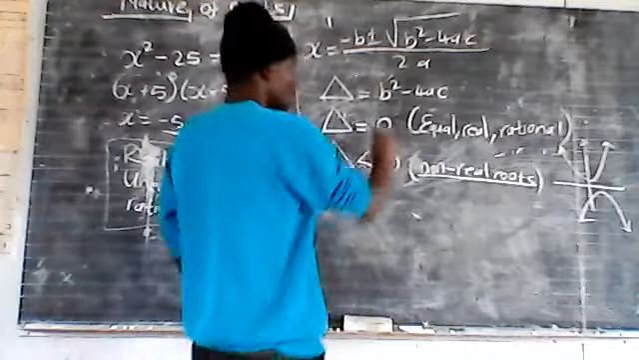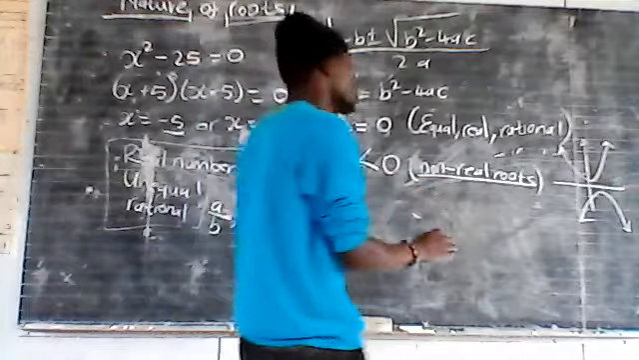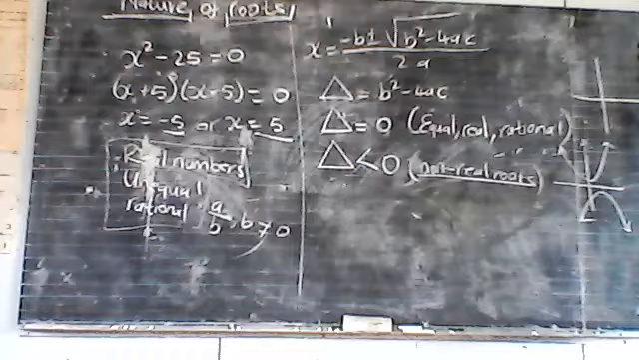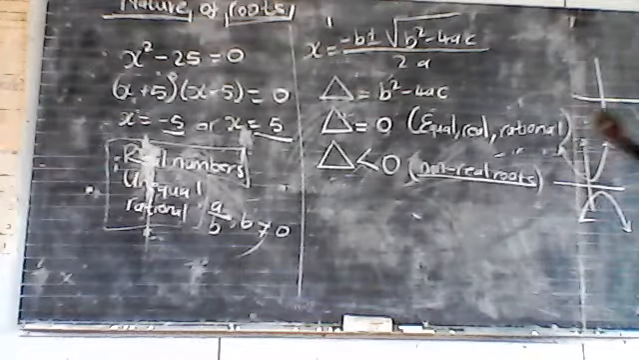So let me go back to the first one. When your delta is equal to 0, if you were to draw a graph for that, remember we said your roots have to be equal, have to be real, and have to be rational.